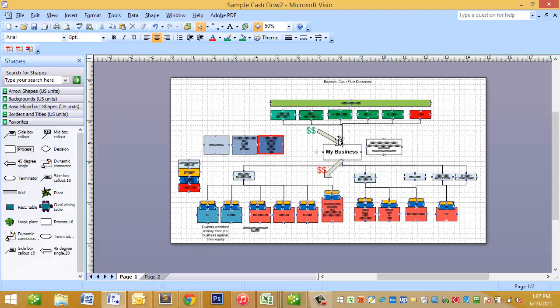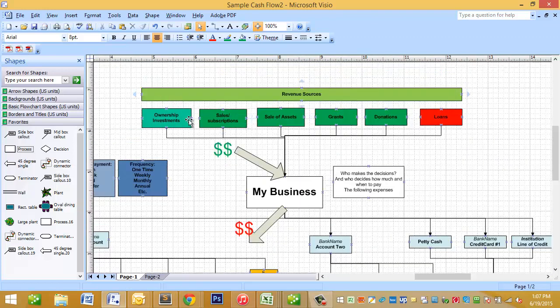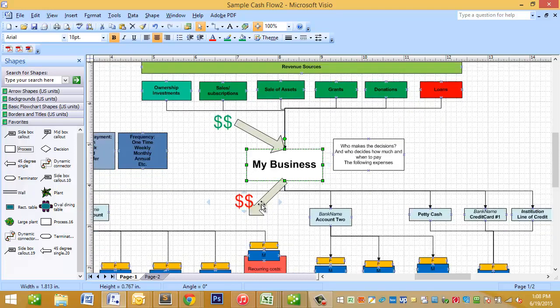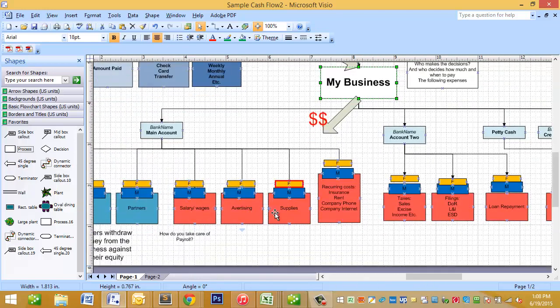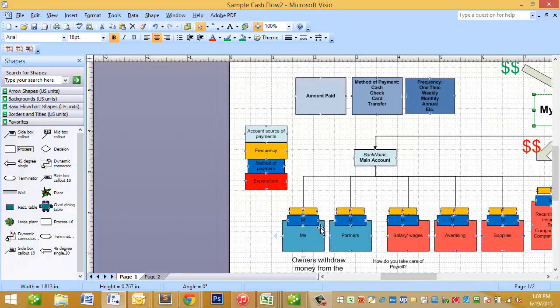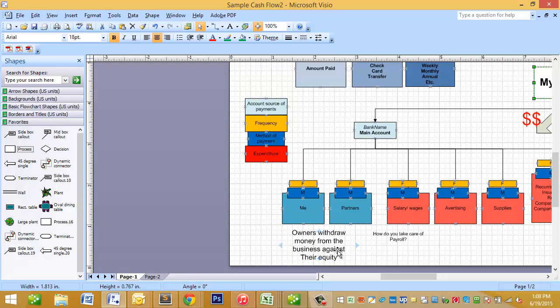Now in a business, you have different revenue sources, whether you've sold assets, received donations, gotten loans from a bank. If you put money into the company or if you made sales, hopefully sales of your products and services is where most of your income is coming from. So the money flows into the business, as you can see here, and then the money flows back out of the business. And when the money flows out, it's either going to flow out as an expense, like salary or advertising or supplies, or it's going to flow out to you. Over here, owner withdraws the money.